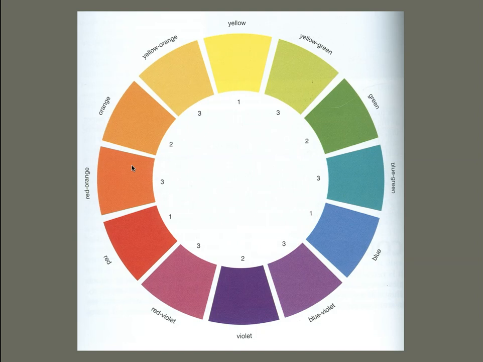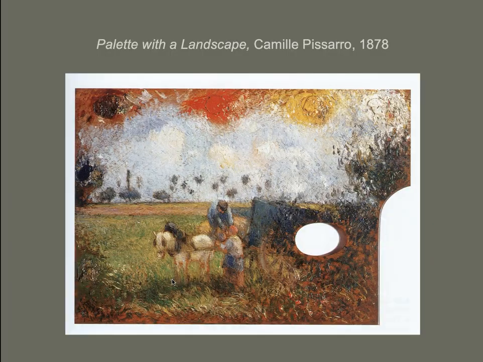We can also divide the color wheel into warm and cool colors. So if you divide it right here, on this side of that line, these are the cool colors, and on this side of the line, they're the warm colors. And those colors can be used in certain combinations to create different color schemes, which in turn can help create the mood of a composition.